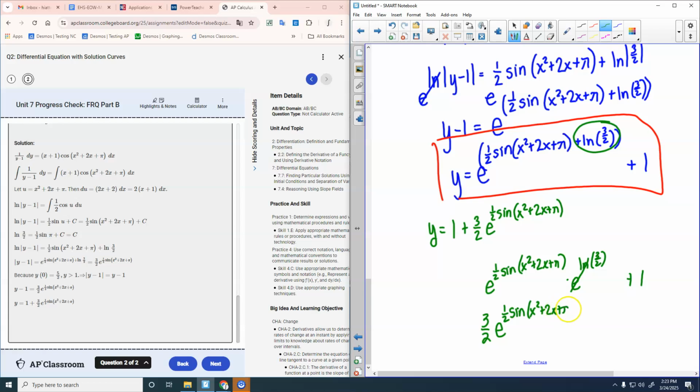Plus 2x plus pi. And then they put the 1 up front instead of putting it at the end. So, again, I wouldn't do it. But it does help you see how your answer, when you're looking at the answer on AP Classroom, is going to look. This is how you get from here to here, but you could leave it at that point.